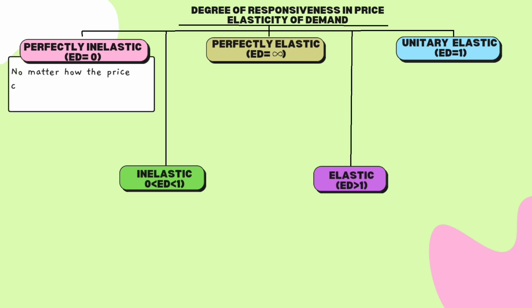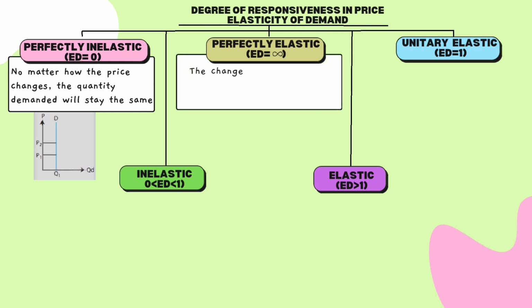First, perfectly inelastic. No matter how the price changes, the quantity demanded will stay the same. The shape of the demand curve is vertical. It means consumers will buy a good or service regardless of the movement of price, even when the price increases from P1 to P2.